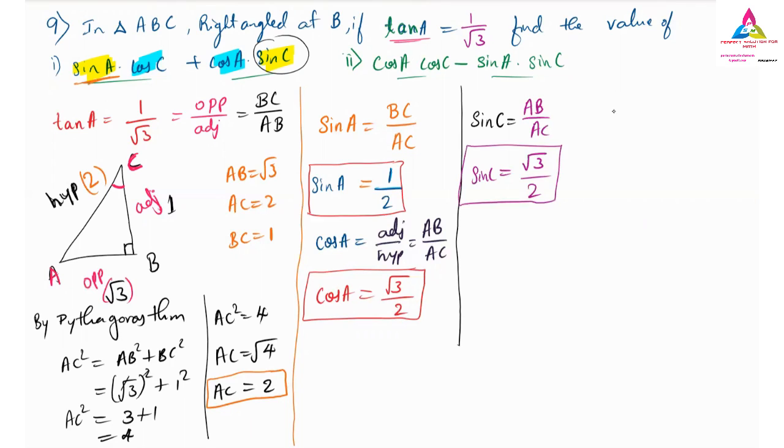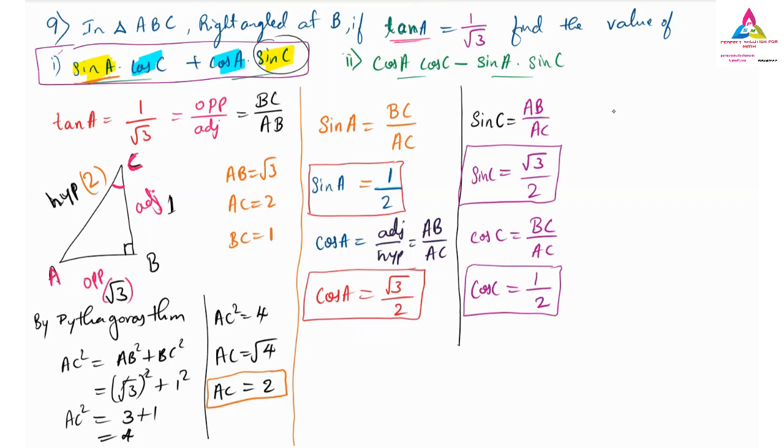And similarly, we have to go for cos C also. Cos C will become adjacent by hypotenuse. Adjacent is here BC now. Hypotenuse is AC itself. BC value is 1 and AC value is 2. So it is half. So these are the values to apply in the given questions, and get the final answer.